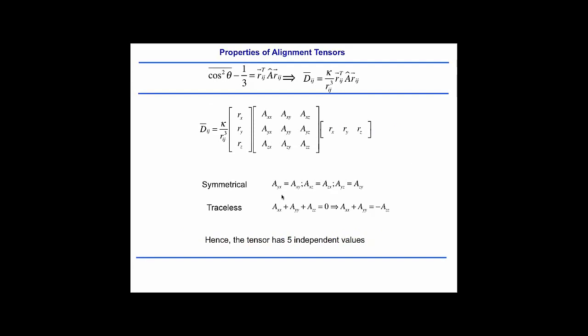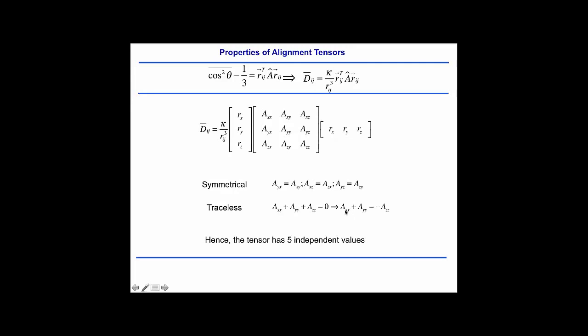And now let's see some properties of the alignment tensor, in order to understand how to analyze the data. Well, the alignment tensor is symmetrical. That means this half is the mirror image of this half. As it is said here, AYX is equal to AXY and so on. And then it's traceless. Traceless means that the sum is equal to 0.